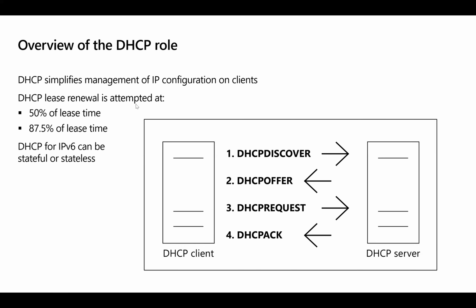So lease renewal will be attempted after 50%. Let's say the lease is 10 days. On the 5th day, you will renew. If you miss the renewal because the laptop is turned off, there will be a second attempt at 87.5%.